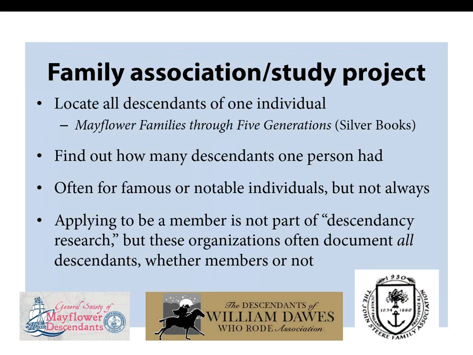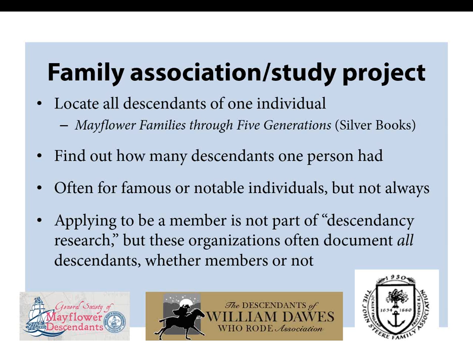Descendancy research is a big part of family association or study projects. And the goal of this type of project will be to locate all the descendants of one individual. A good example of this, and sort of a supersized example at the same time, is the Mayflower Families Through 5 Generations project, also known as the Silver Books, which is a project of the General Society of Mayflower Descendants. Each volume is essentially its own descendancy research project, taking the Mayflower passengers and bringing their descendants down through 5 or 6 generations.